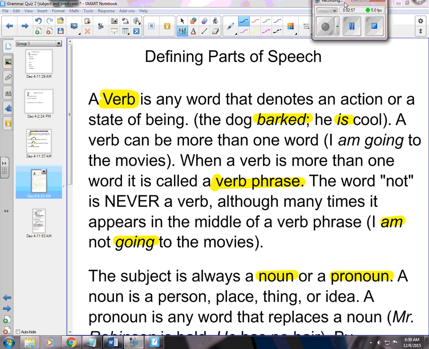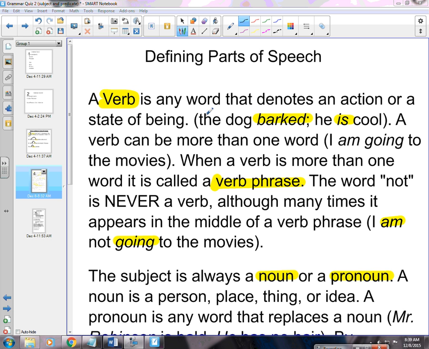Part 2 of your quiz, you'll be asked to define parts of speech and then identify them. So we're going to begin with our definitions. A verb is any word that denotes an action or state of being. For example, in the sentence, the dog barked, barked is the verb and it is an action verb. It's something that the dog is doing or did. In our second example, he is cool. Is is an example of a state of being. It is the verb, although it's not an action. It's called a state of being because it's simply what he is at that moment.